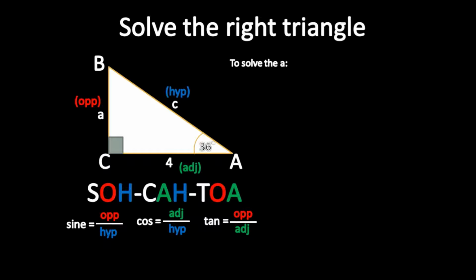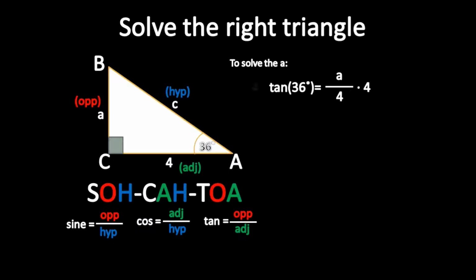To solve for a, we include the opposite and adjacent, O and A. You may have already guessed it's the tangent function. Tangent is equal to opposite over adjacent. So here's your equation. Tan 36 degrees is equal to a over 4.